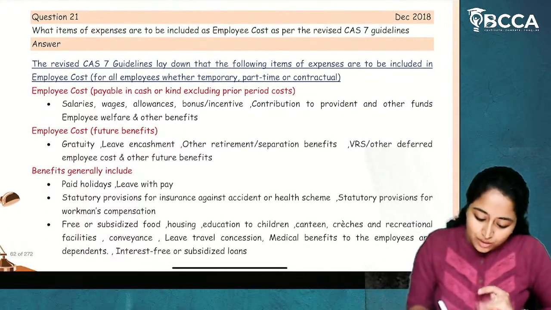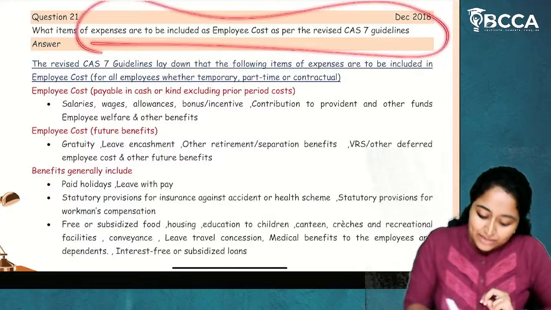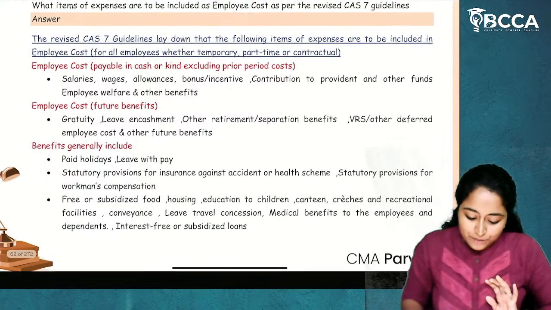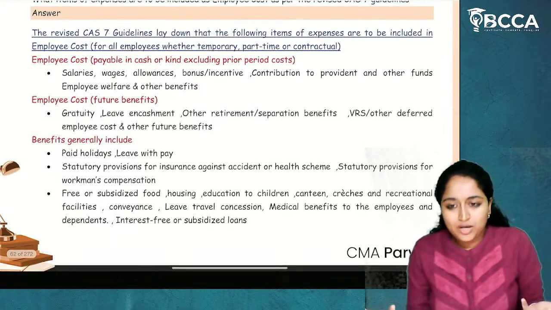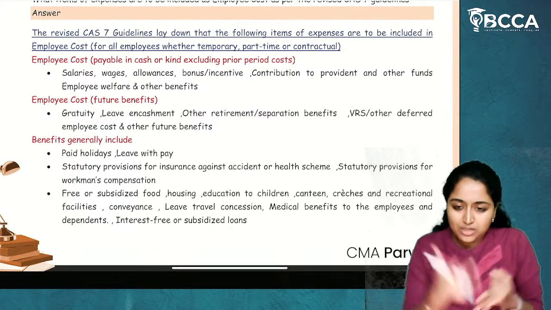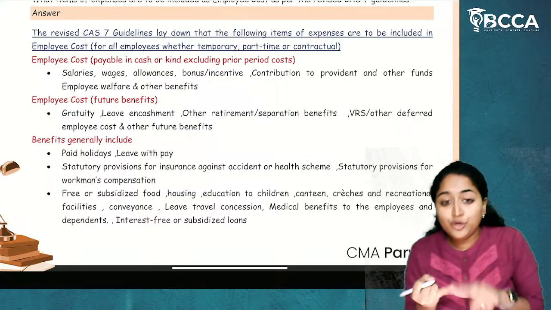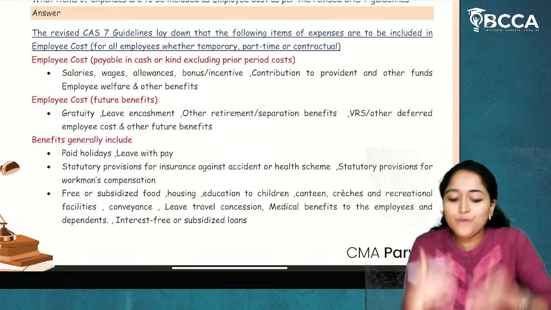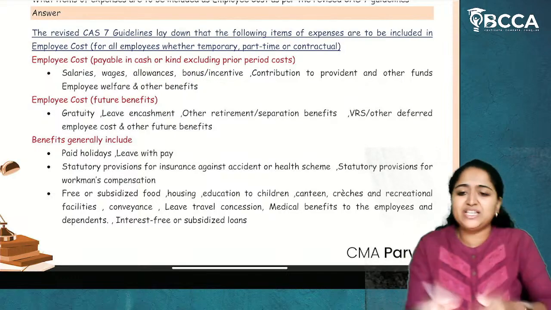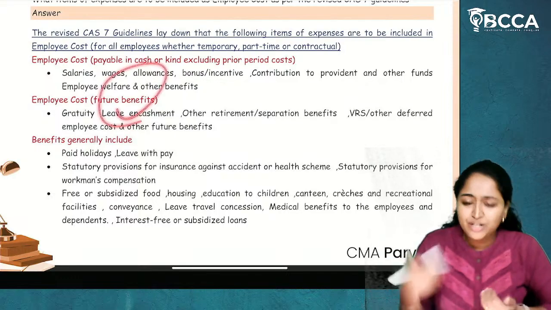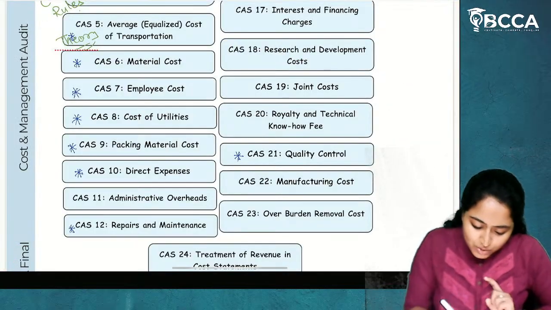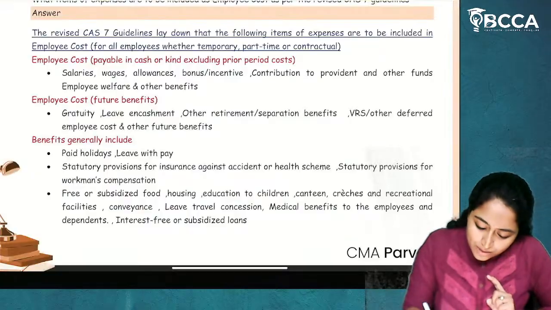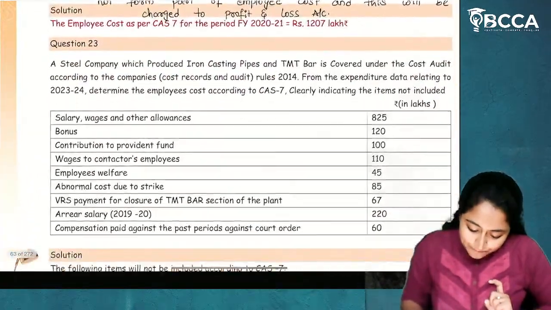So yes, you will write about the items of expenses when CAS 7 employee cost is asked in the examination. So what all employee cost will be there? Salaries, wages, allowances, gratuity, leave, future benefits, everything is included in the employee cost. Now, if you are acting as an employee, whatever you receive as a benefit, everything is employee cost. Whatever is included, you will write all the points. Now, CAS 7 theory is there. Now, coming to CAS 8.